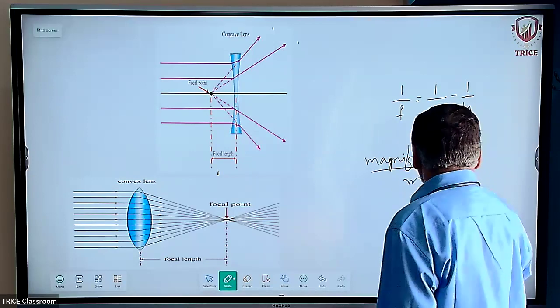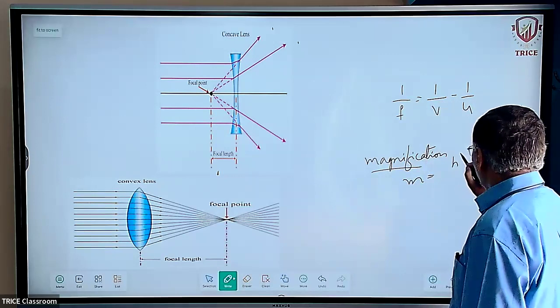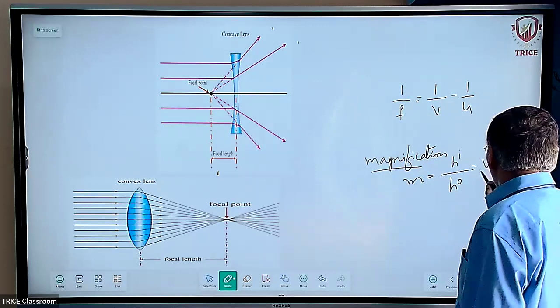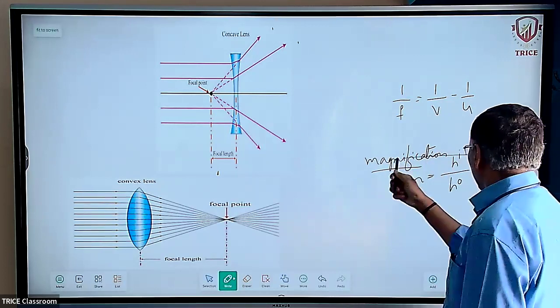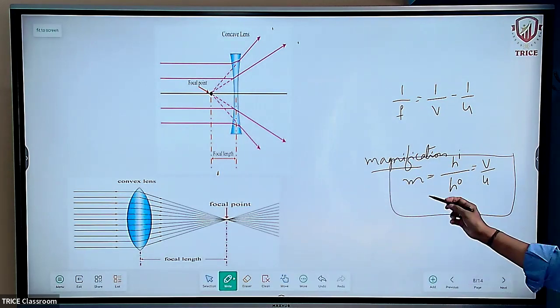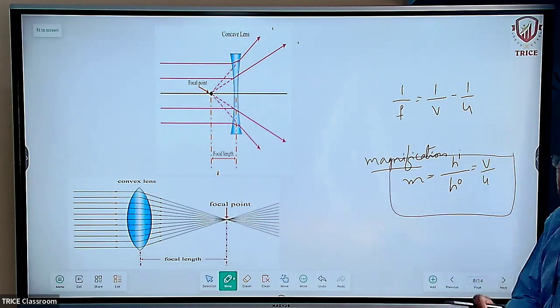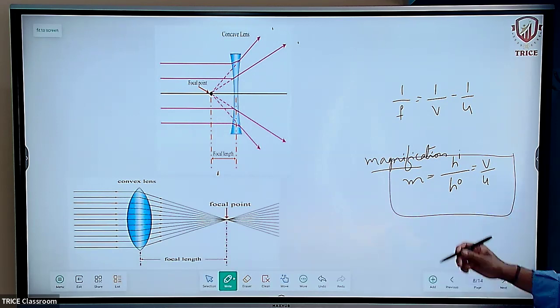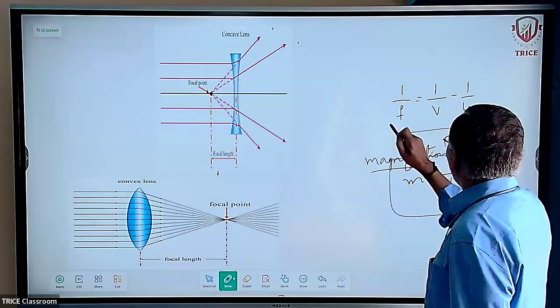M is equal to height of image by height of object is equal to v by u. Magnification, to see whether the image is smaller or larger than the object, is called magnification. Height of image by height of object is equal to image distance upon object distance. This is magnification, and this is your lens formula.